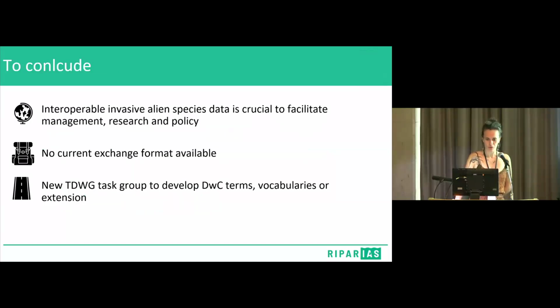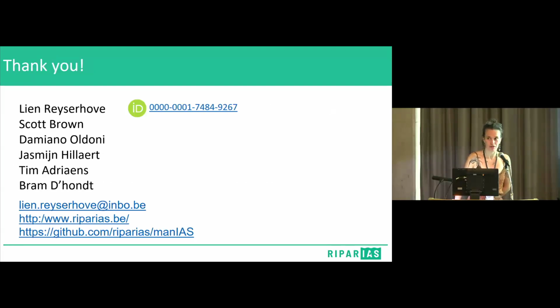So I just want to conclude. Interoperable invasive alien species data is crucial to facilitate management, research, and policy. There's currently no sufficient data exchange format available. And this new task group is focusing on the development of new terms, vocabularies, and maybe an extension. And with that, I would like to thank you for your attention in this very last presentation of today. Thank you.